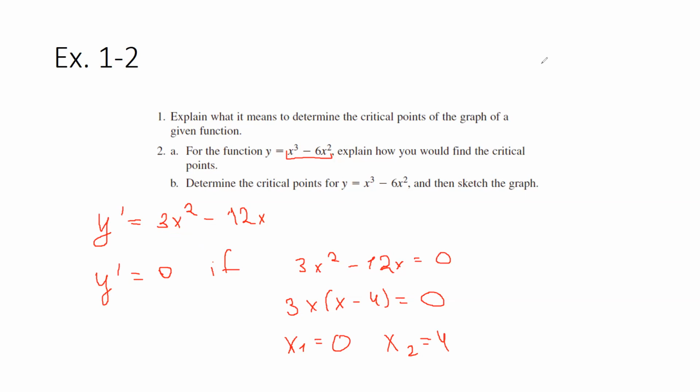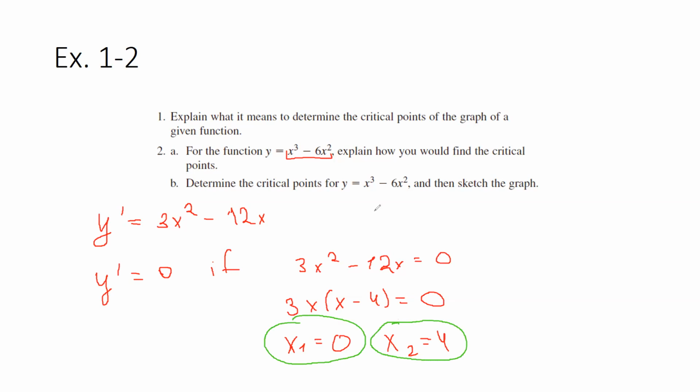And then we can factorize the 3x squared minus 12x equals 0. We factorize it and we get 3x times (x minus 4) equals 0. And then this equation is true when x equals 0 or x equals 4. These are the critical points of the function.